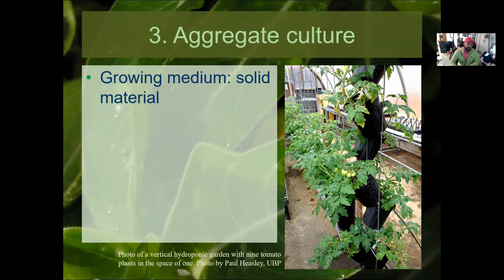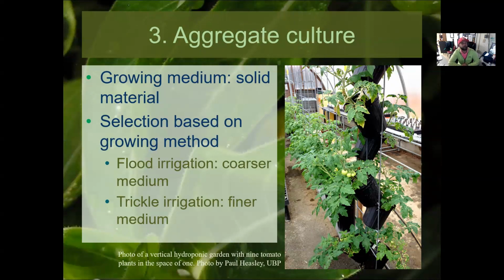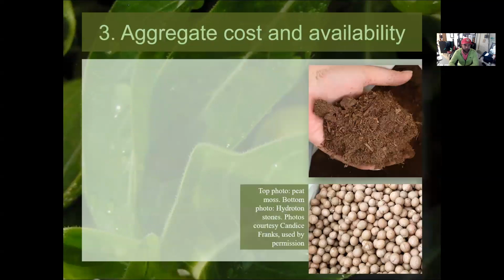So the growing medium for an aggregate culture is solid material. Selection is based on growing method: flood irrigation for coarser to medium growing material, and trickle irrigation for the finer to medium growing material. So typically using an aggregate is going to be more of a stone. So you want to make sure you have something that is pretty solid and can grow up through, but you don't want to have it so solid that you're never going to have a root system grow into it.